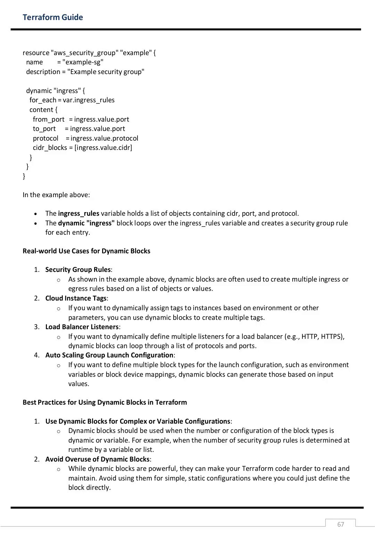Best practices for using dynamic blocks in Terraform. 1. Use dynamic blocks for complex or variable configurations. Dynamic blocks should be used when the number or configuration of the block types is dynamic or variable, for example when the number of security group rules is determined at runtime by a variable or list. 2. Avoid overuse of dynamic blocks. While dynamic blocks are powerful, they can make your Terraform code harder to read and maintain. Avoid using them for simple static configurations where you could just define the block directly.